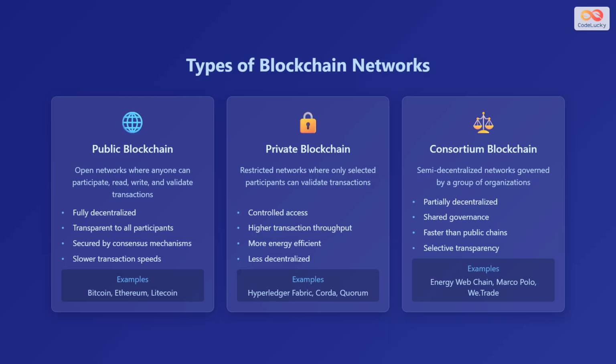Finally, consortium blockchains. These are semi-decentralized networks governed by a group of organizations. Consortium blockchains are partially decentralized, offer shared governance, are faster than public chains, and provide selective transparency. Examples include Energy Web Chain, Marco Polo, and WeTrade.